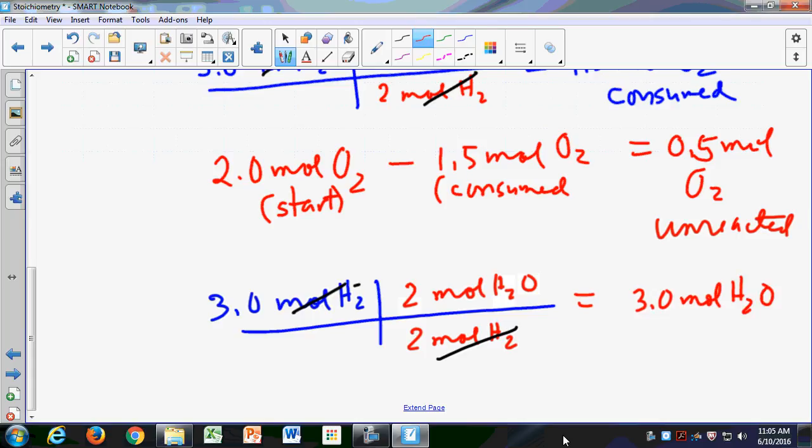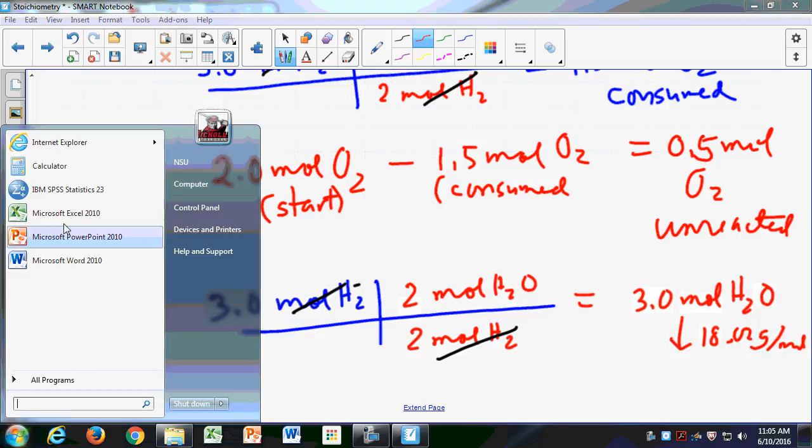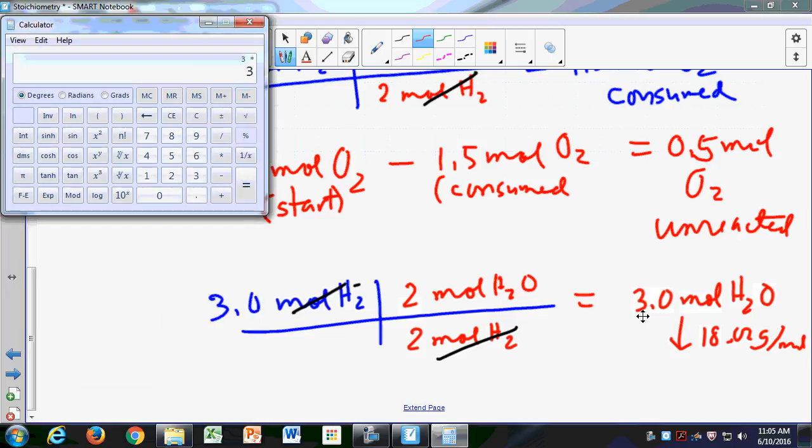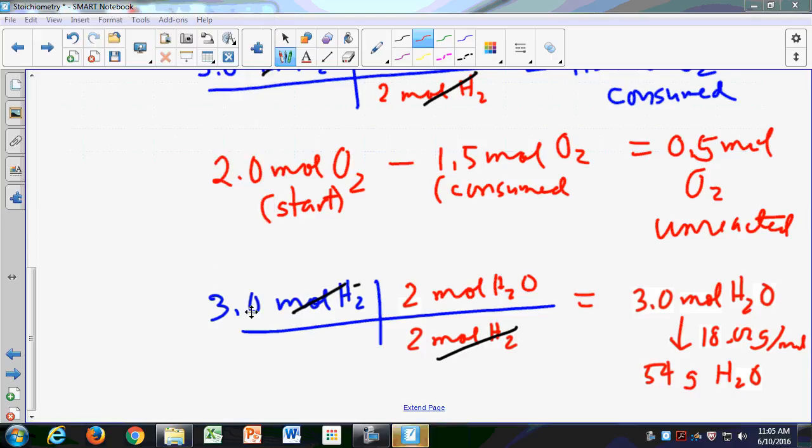Okay. If you want, you can change that to grams. What's the molar mass of water? 18.02 grams per mole. So 3 times 18.02 is 54.06, so 54 grams of water, you can also say, is your theoretical yield. That's the most water you can get, because by the time you get that much water, the 3 moles of H2 you had to begin with will all be gone. You'll still have half a mole of O2 left unreacted.